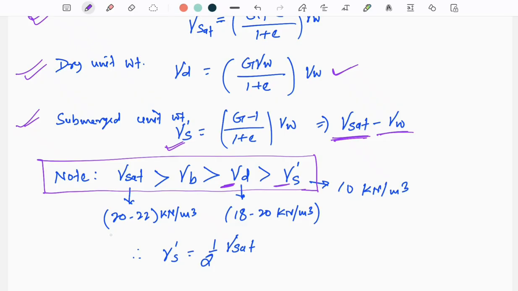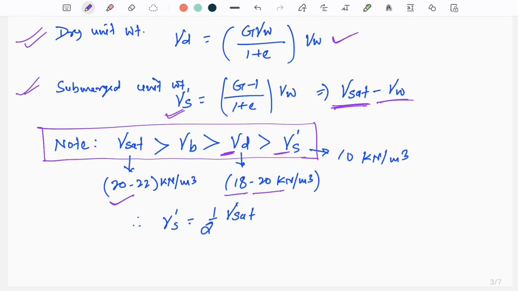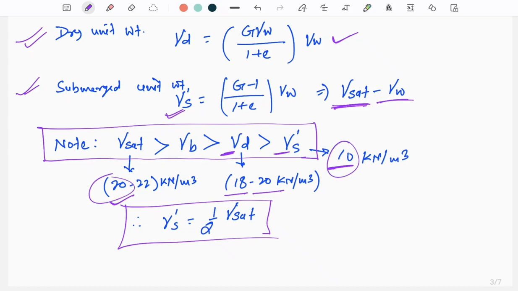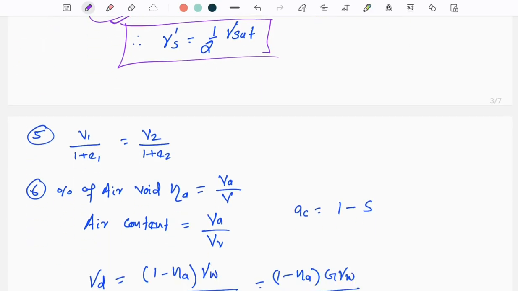So it is nearly approximately 20 to 22 kN per meter cube, and dry density is approximately 18 to 20 kN per meter cube. If you see, the submerged unit weight is 10 kN per meter cube. So gamma submerged is equal to half of the gamma sat. This is 10 and this is 20. So it is almost half of the saturated unit weight.